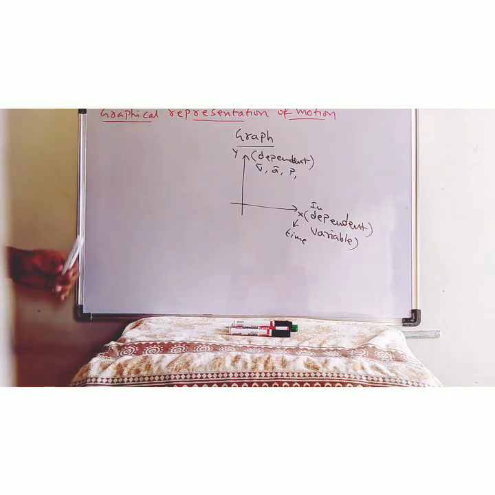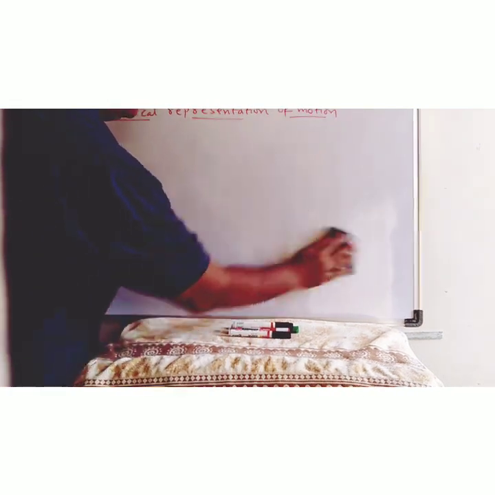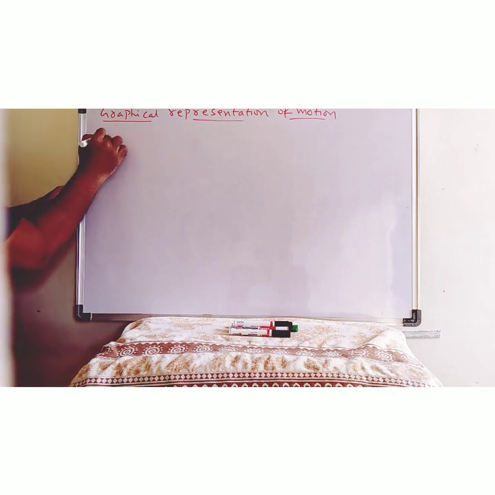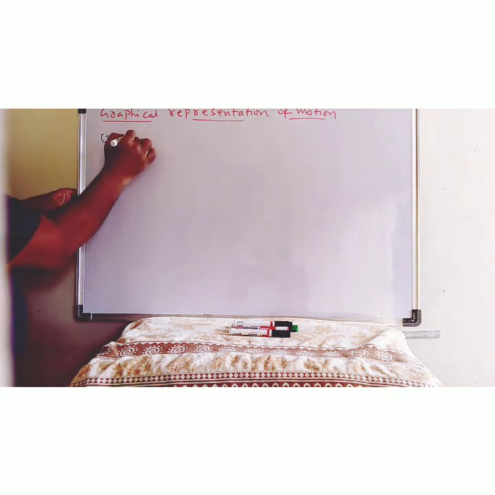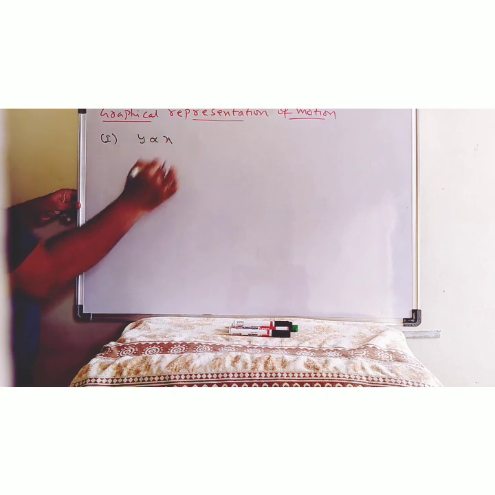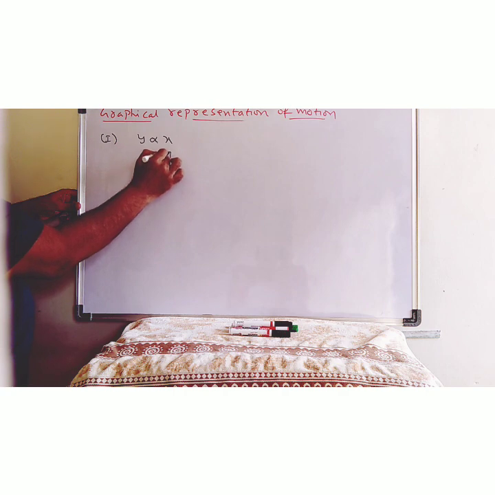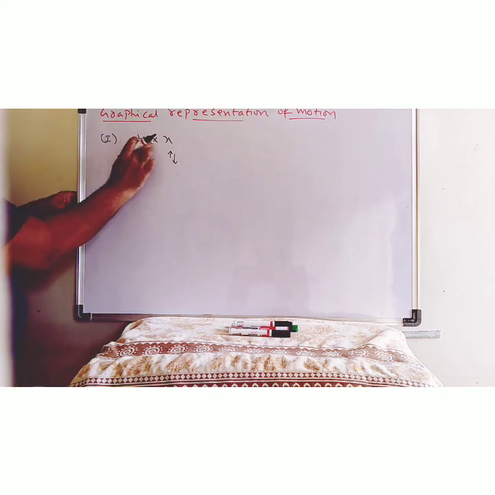Now let us look at the various types of graphs. There are basically three different models in the graph. The first model: I already told you y and x. If y is directly proportional to x, remember x is independent, y is dependent. If the x value increases, then the y value also increases. If the x value decreases, then the y value also decreases. So that is directly proportional.